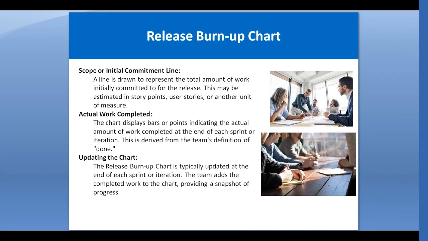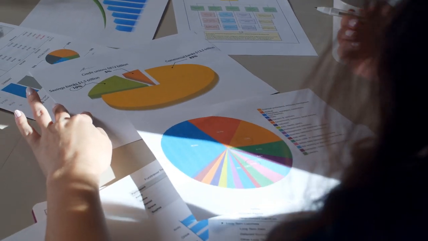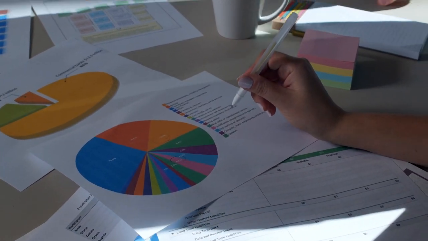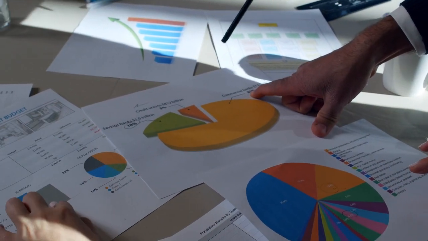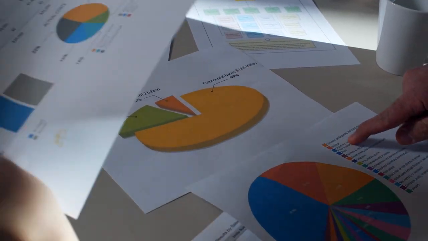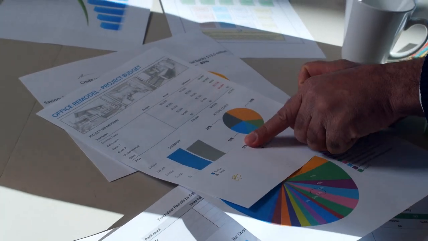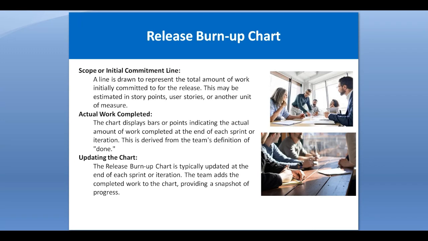Updating the chart means the release burn up chart is typically updated at the end of each sprint or iteration, and the team adds the completed work to the chart, providing a snapshot of the progress. So basically normally this chart is updated by the Scrum development team at the end of the sprint or during the sprint as well, so that everyone has clarity or a snapshot of the progress here as well.